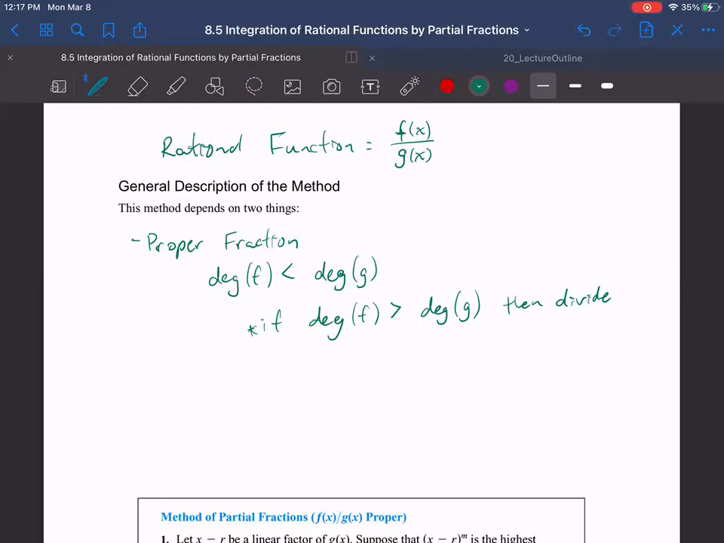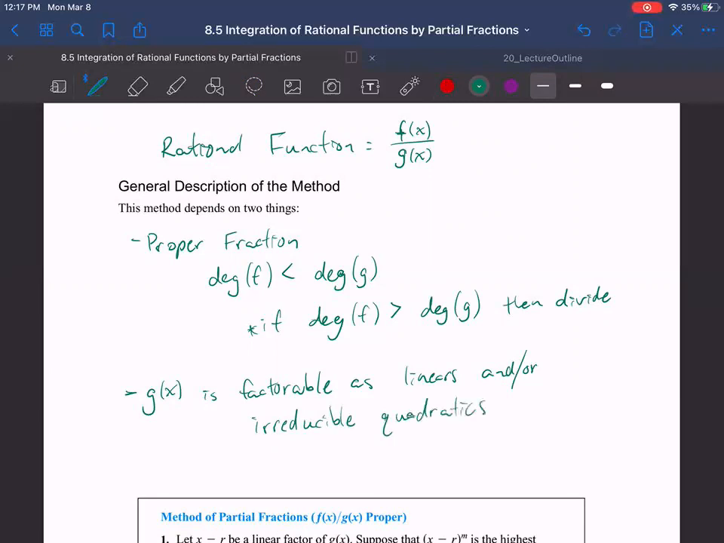All right. And second, g of x is factorable as linear and or irreducible quadratics. Okay. So if those two things are good, we're good to go. And we can start doing this.